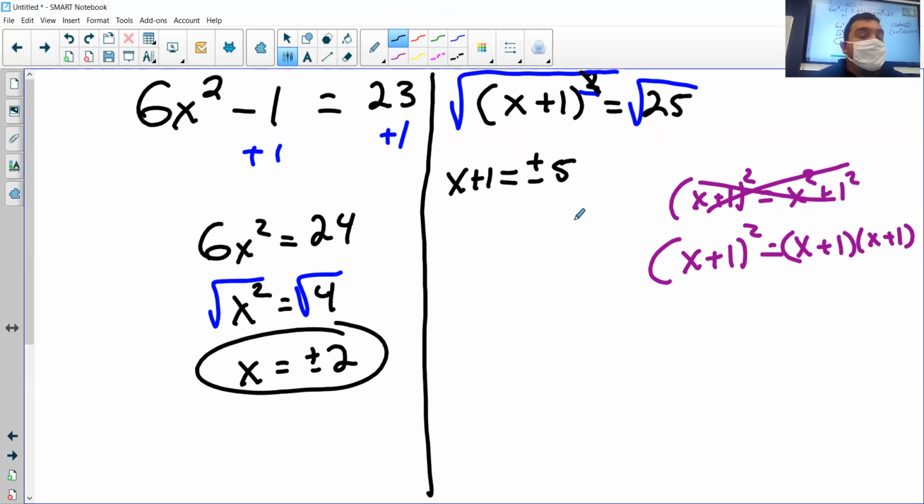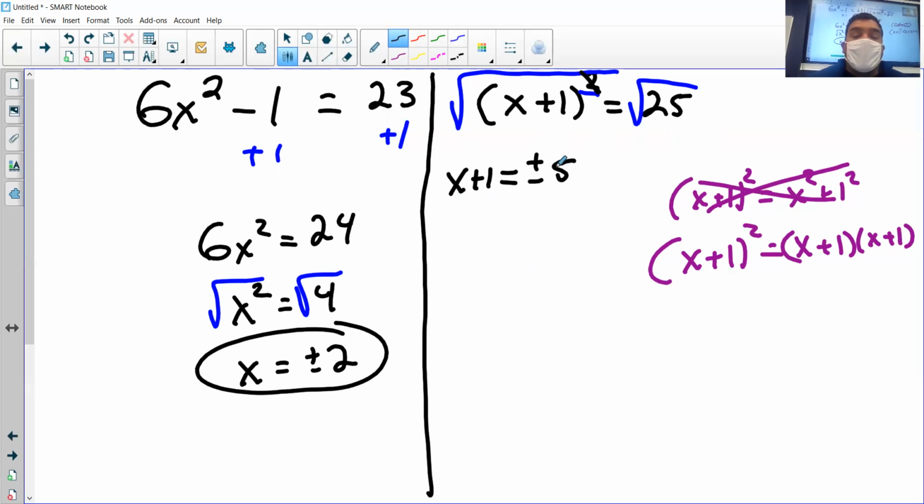Wait, why is it just one square? No, the square got canceled out from the square root. They cancel each other out. Now, here we have something awkward. We have x plus 1 equals plus or minus 5. X is not by itself, so we're not done.